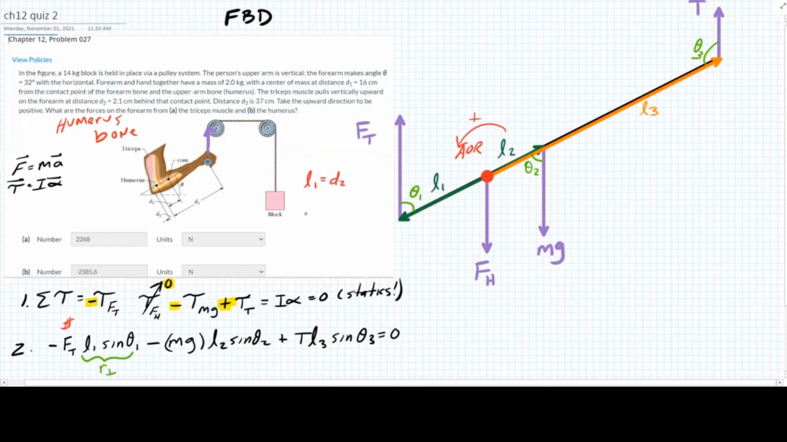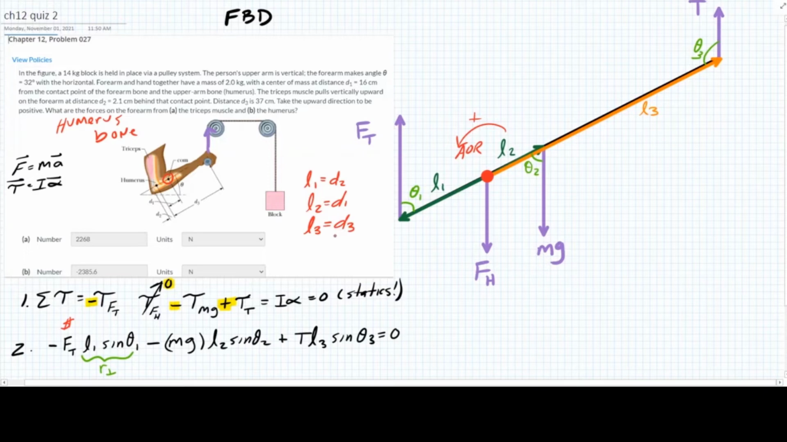Do I know L2? L2 is the distance from the AOR to MG, which according to this, that's D1. And last but not least, do I know L3, which is that orange vector? That orange vector is from the AOR, which is this COM point. There's my AOR, all the way up to where that tension force is applied. And that is called D3.